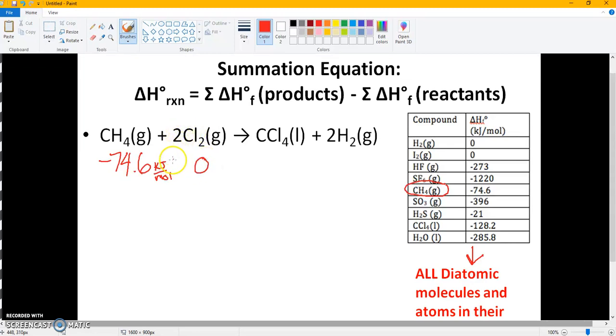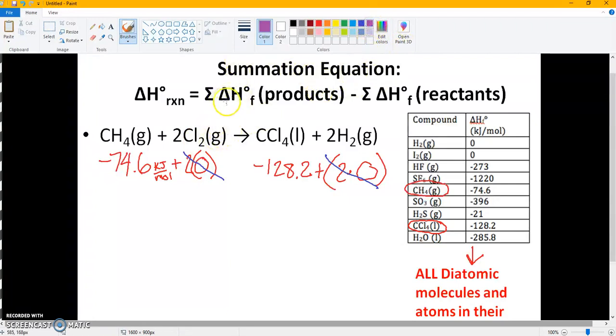But I have 2 chlorines, so I am going to have to multiply that 0 by 2. Well, we all know that's 0. But it's very important to remember to include your molar ratio whenever you do this. Over here I have carbon tetrachloride, and it's in liquid form, so that's this one. That's negative 128.2. And then again I have hydrogen, which is diatomic, which is 0. But there are 2 of them, so I also want to make sure I multiply that by 2. But again, that's just 0. So overall I have negative 128.2, and I have negative 74.6 kilojoules per mole.